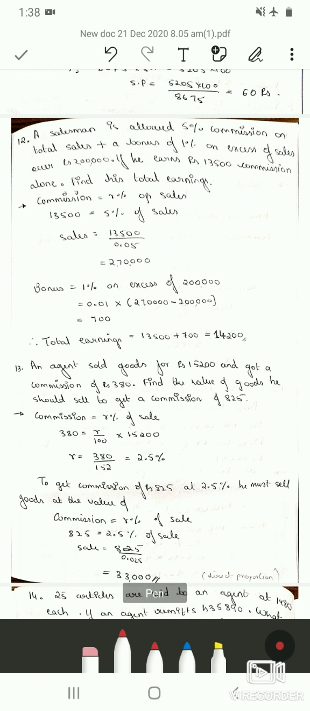So we have to find out the total earnings. Therefore the total earnings of the agent is, the commission earned at 5% rate on total sales was 13,500 and the bonus he got was 700. So add these two to get the total earnings. We will get it as 14,200 rupees, which is the total earning of the agent.